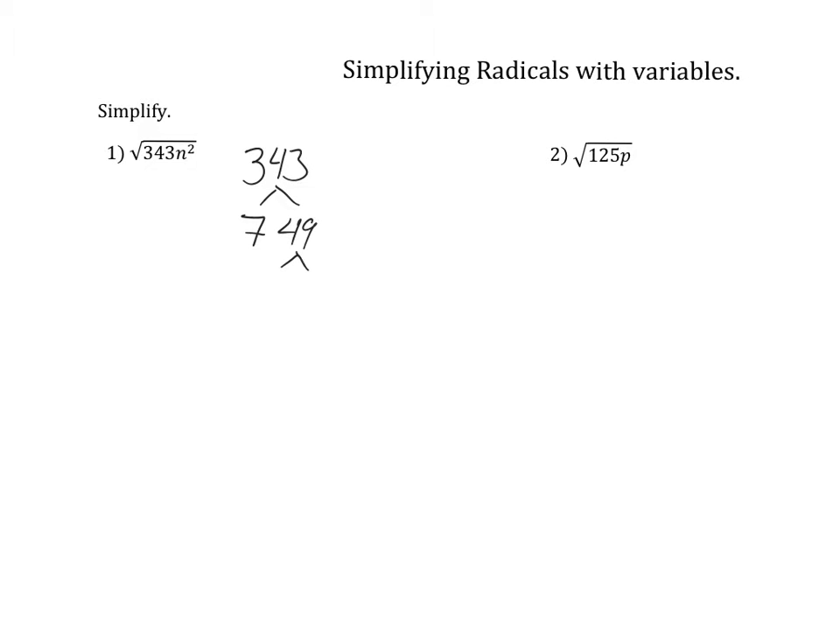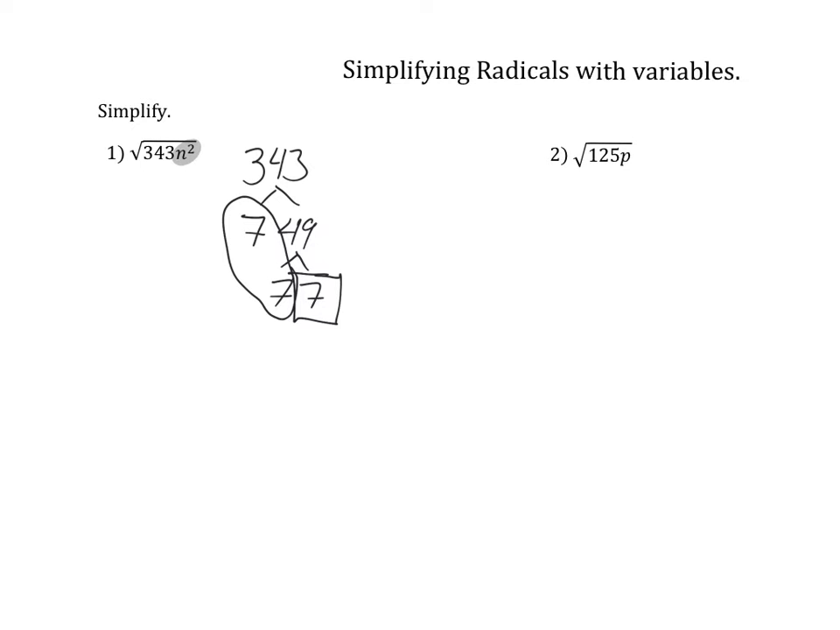Now I'm going to build another tree off of the 49. 7 and 7 give me 49. So, like we said before, we're going to circle all the pairs. So let's go ahead and circle those 7s. We're going to put a box around that last 7 just to show, hey, this one does not have a pair. Now, the main difference from before is that this has an n squared.